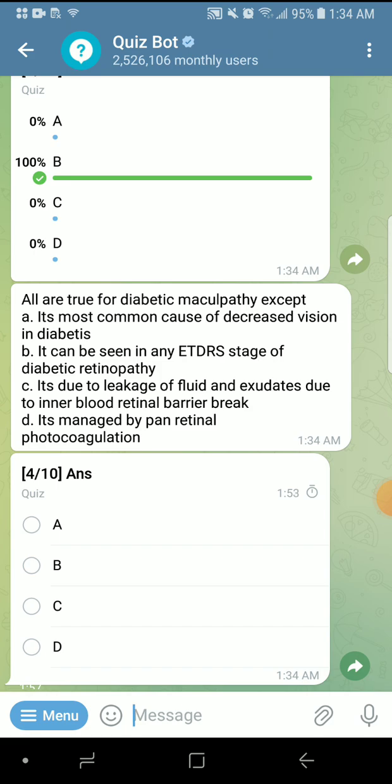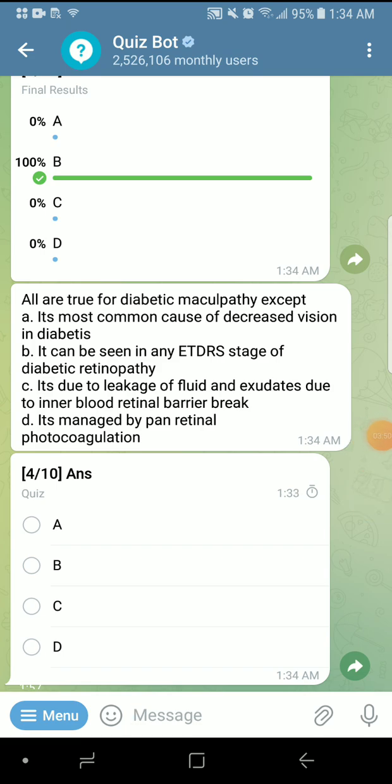Now, one student asked, what is diabetic maculopathy? What is diabetic retinopathy? Diabetic retinopathy means any changes of diabetes in the retina, but maculopathy means the central part of the retina is affected, that is, the macula is affected. That can be macular ischemia or it can be macular edema. And maculopathy is the most common cause of decreased vision in diabetes. Is true.